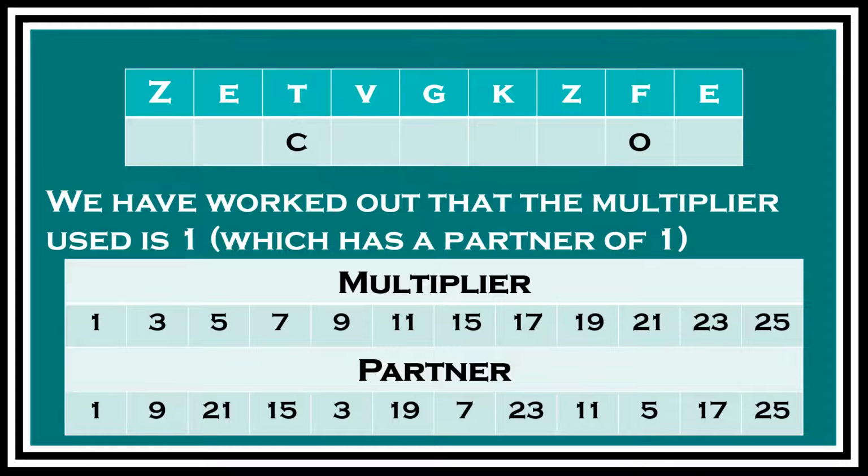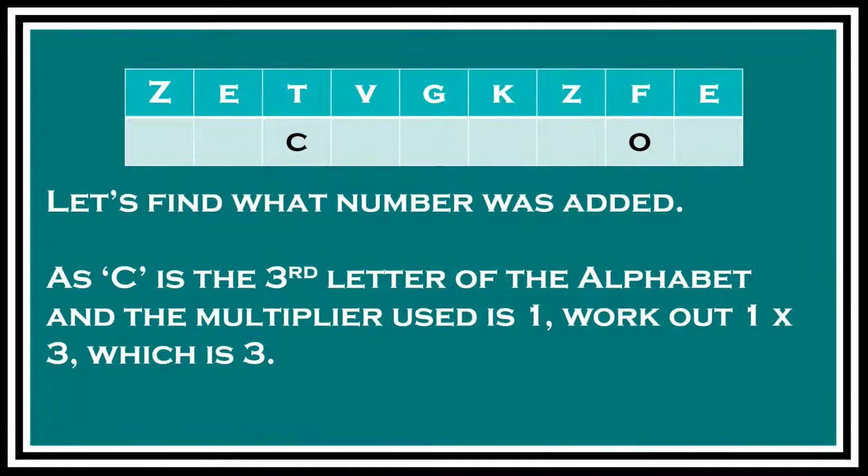So while we've got a multiplier of 1, so we could skip the step, in general, if you had a different multiplier, you would need to use the multiplier partner table that you see on screen there to work out what the partner is and what you would need to multiply by to undo the multiplier. So we have worked out the multiplier, now let's find the number that was added.